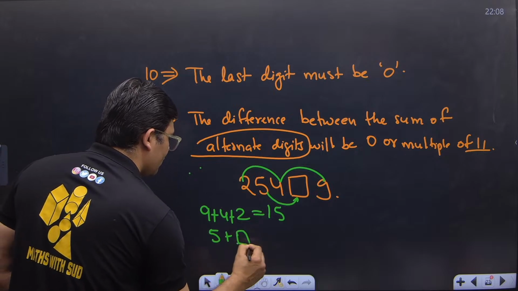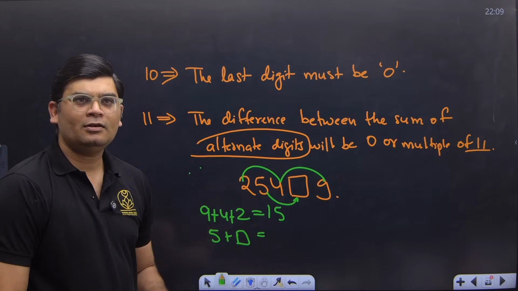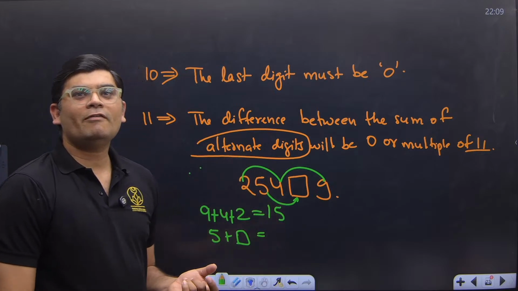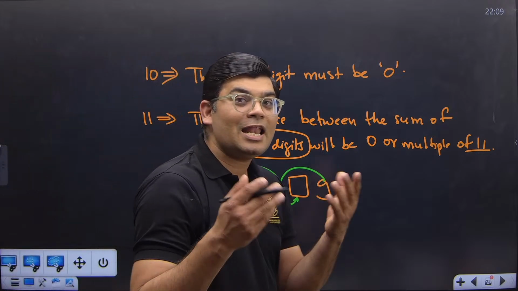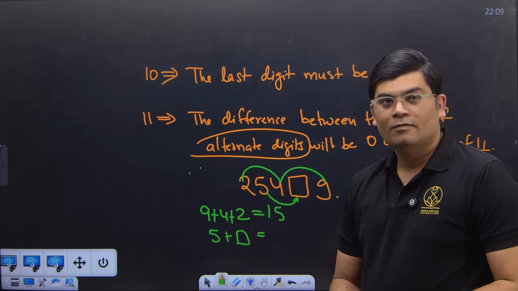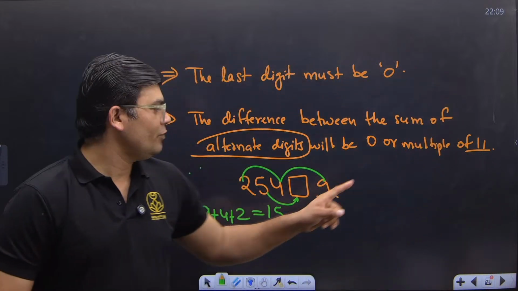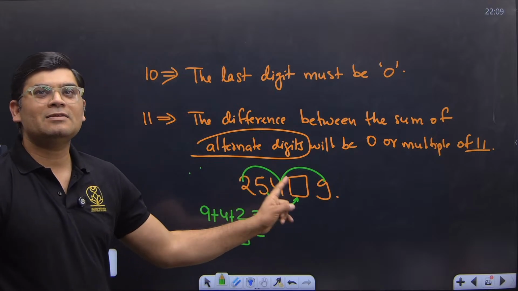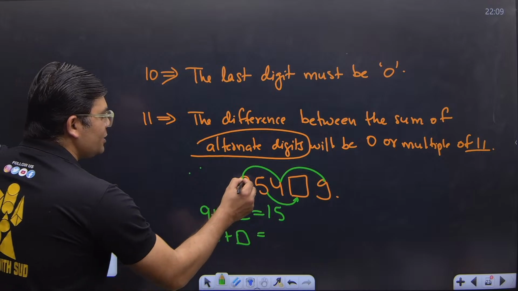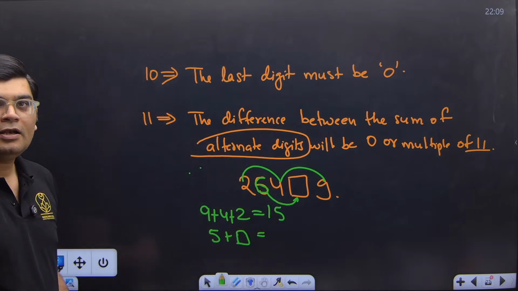plus something. Can I make 5 plus something ever equal to 15? I have to put a digit. Yes, sir. So no, I cannot make 5 plus something. What is the largest digit we have? 9. So if you add 9 to 5, you will get only 14. So that means there is no digit which can fit in this place so that this number is divisible by 11.